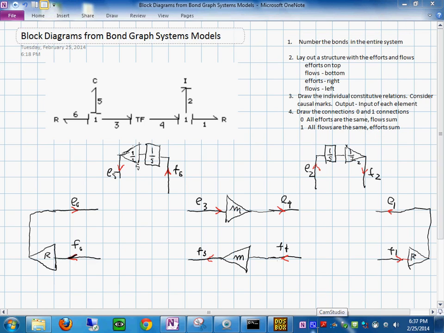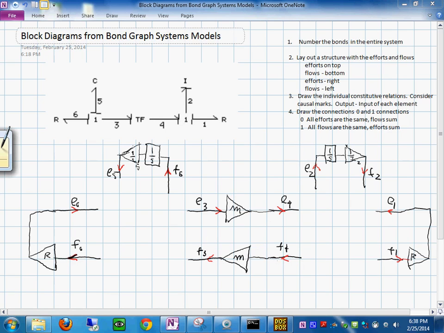Okay, so now we have the individual constitutive laws written. Just one clarification, which might be helpful. You see here on the TF, the input times this modulus produces this output. So that means E sub 3 times a number produces this output. Whether the notation you use is M or 1 over M, all we're doing is just a number. On these ones, you see the flow is the input to the TF, and this is the output. Flow F sub 4 times the same number equals flow F sub 3.